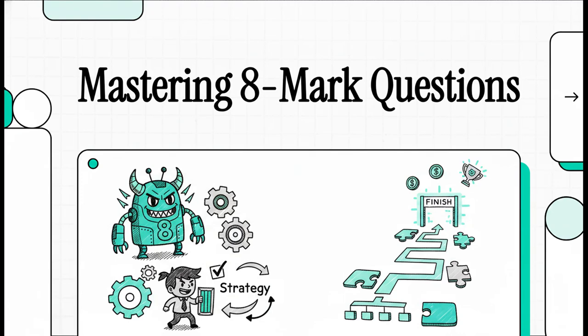Welcome to The Explainer. Today, we're diving straight into what basically feels like the ultimate boss fight of the Cambridge O-Level Business Paper 2 exam. Yep, we're talking about the notoriously intimidating 8-mark question. But don't worry, by the end of this, you're going to have a crystal clear strategy to absolutely maximize your score. Let's get right into it.